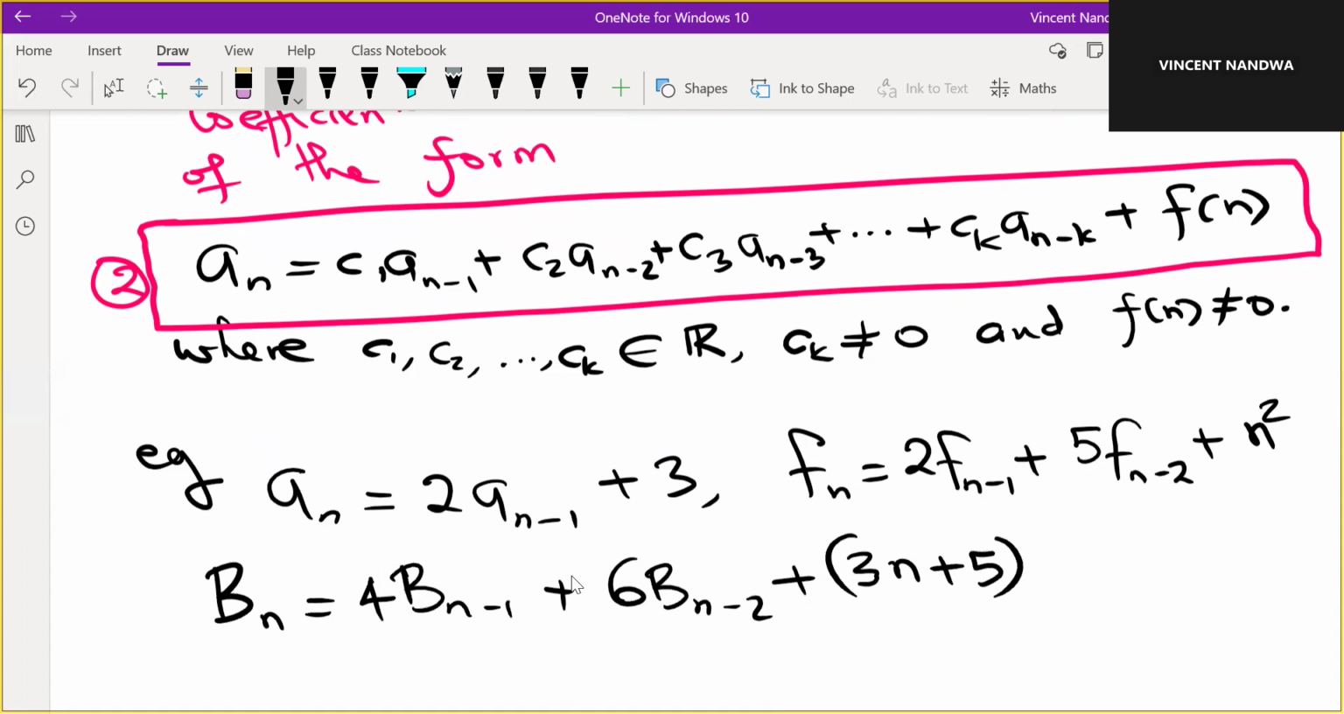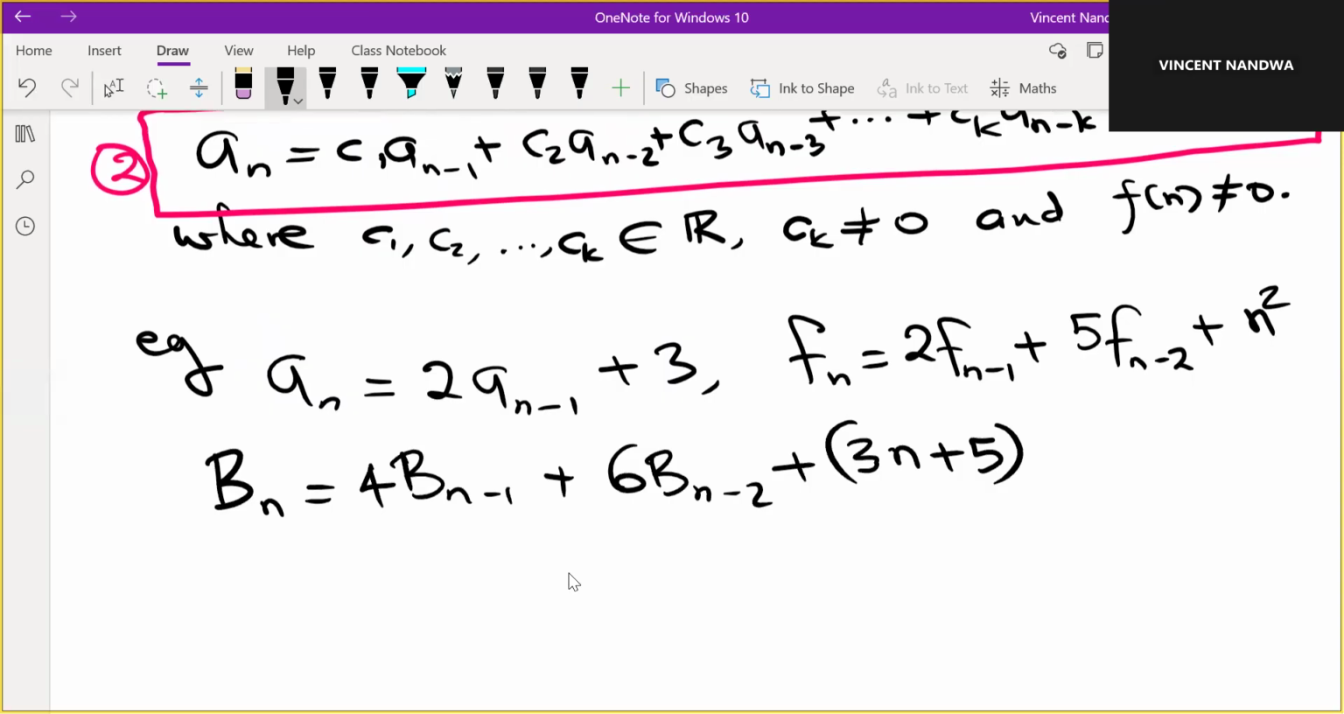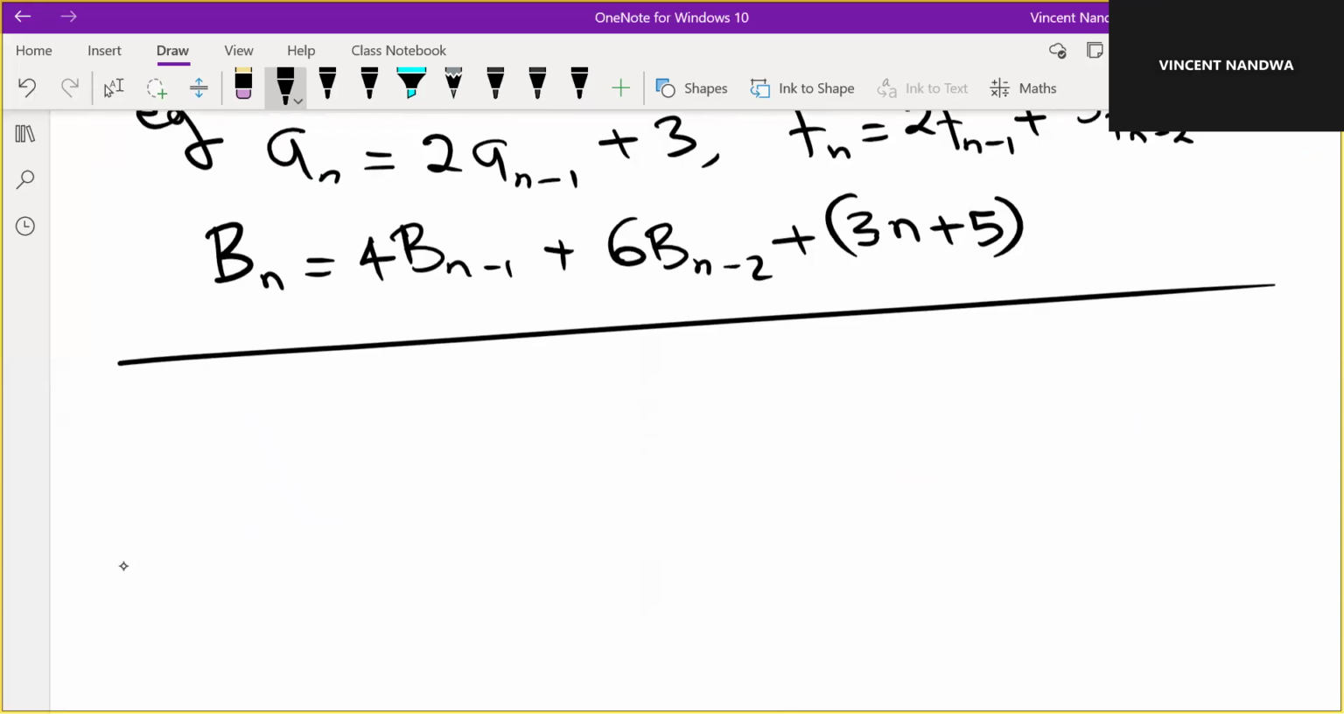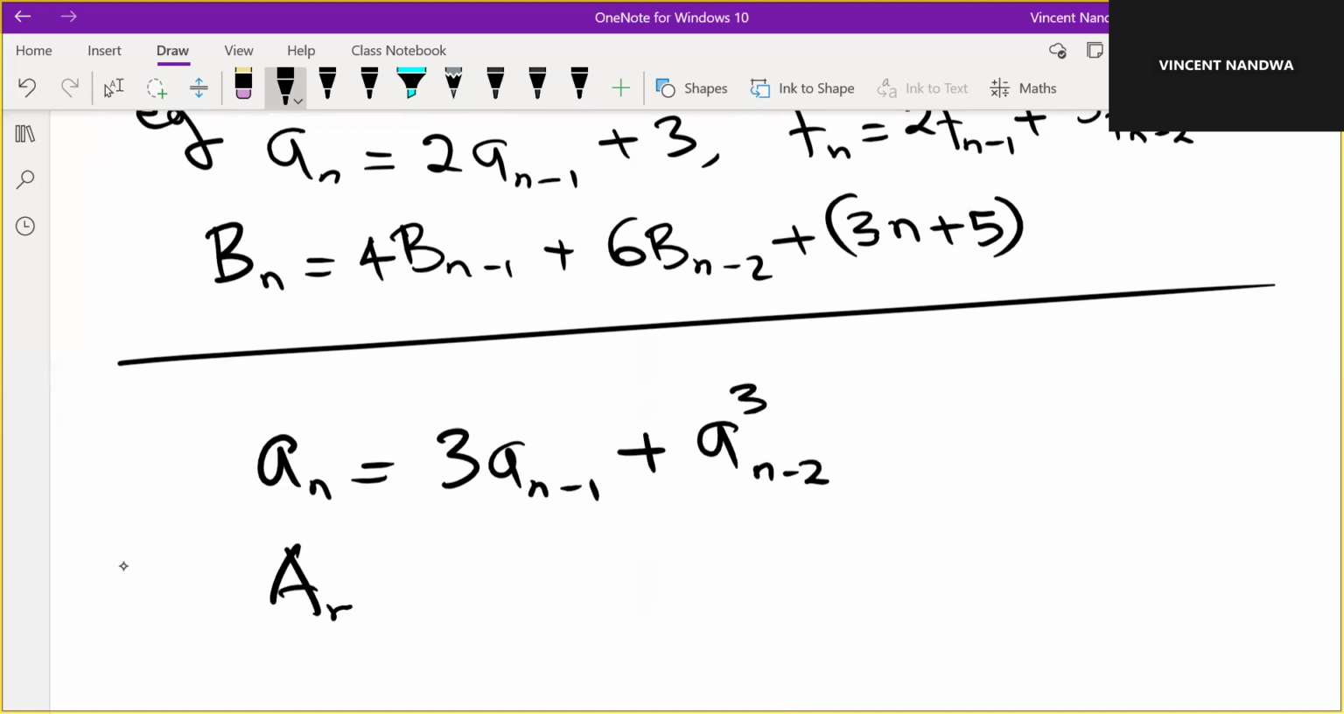Yeah. So now, when we have products of the a values or powers more than 1, then such recurrence relations are called nonlinear. So for example, if I have a recurrence relation of this form, an equals 3 an minus 1 plus an minus 2 to the power 3, or I have an equals 4 an minus 1 squared plus 6 an minus 2, all these are nonlinear.